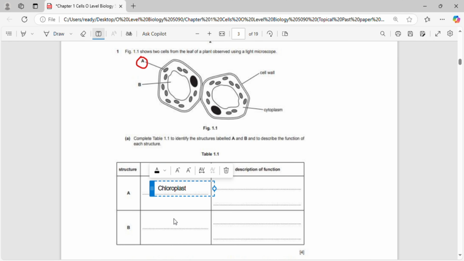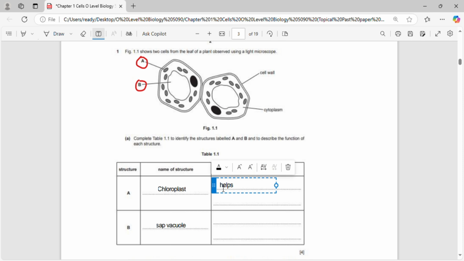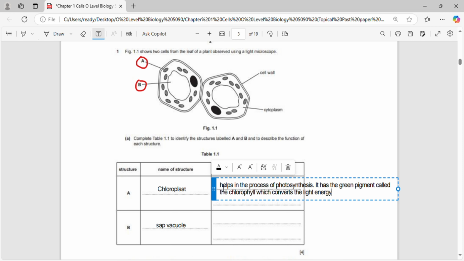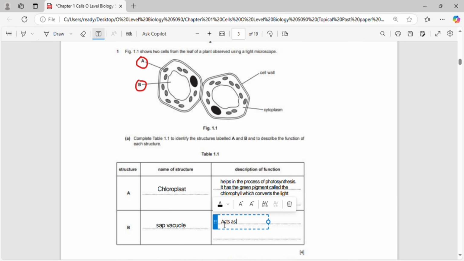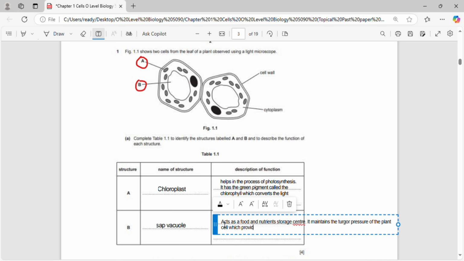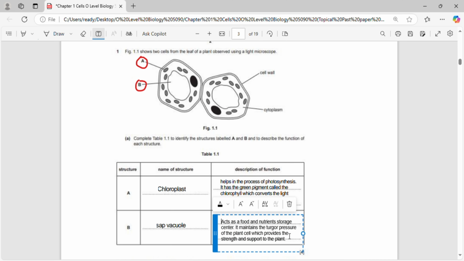A is the chloroplast, and B is the sap vacuole. Chloroplast plays a key role in photosynthesis, containing a green pigment called chlorophyll. This pigment absorbs light energy and converts it into chemical energy, which is then used to produce glucose. While the sap vacuole acts as a food and nutrient storage center. It maintains the turgor pressure of the plant cell, which provides strength and support to the plant.